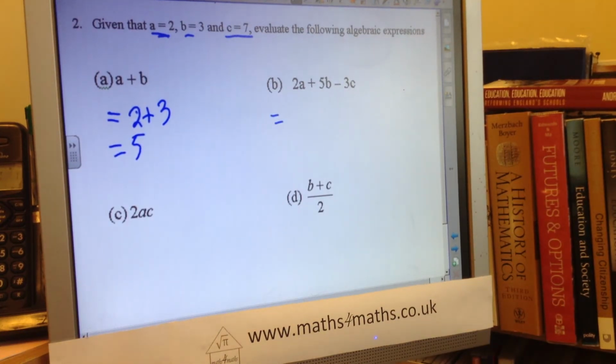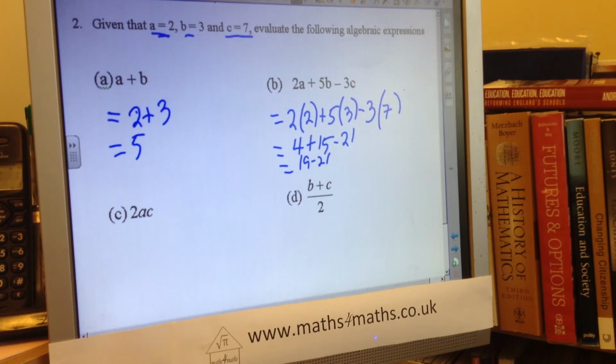Next one, twice a, so we have 2, our a is 2, add 5 times b, our b is 3, minus 3 times c, our c is 7. So this will give us 4 add 15 minus 21. That is 19 minus 21 to be equal to minus 2.